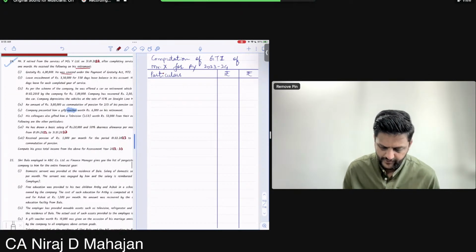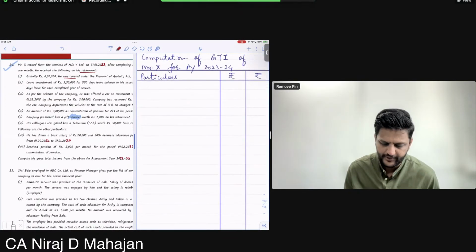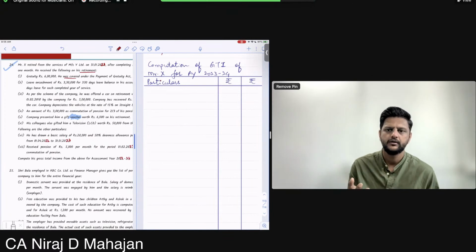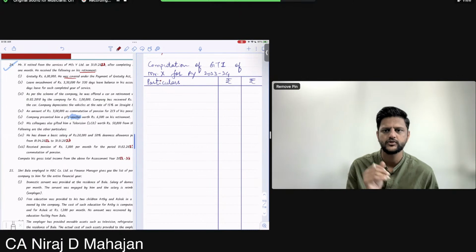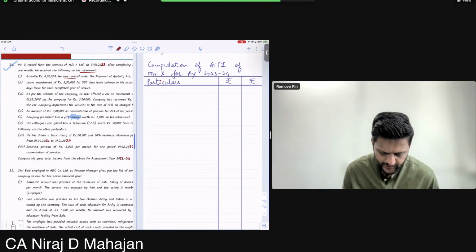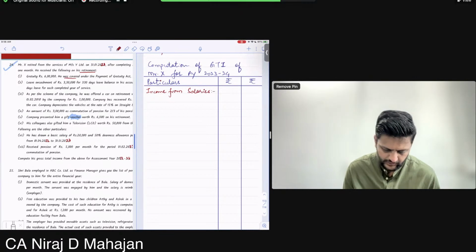So first here I'm writing income from salaries. I'm writing only that much because they've asked you GTI, gross total income. There can be a couple of heads of income, if possible. So that's why I'm writing the first head of income, from salaries. Now under that, first part.